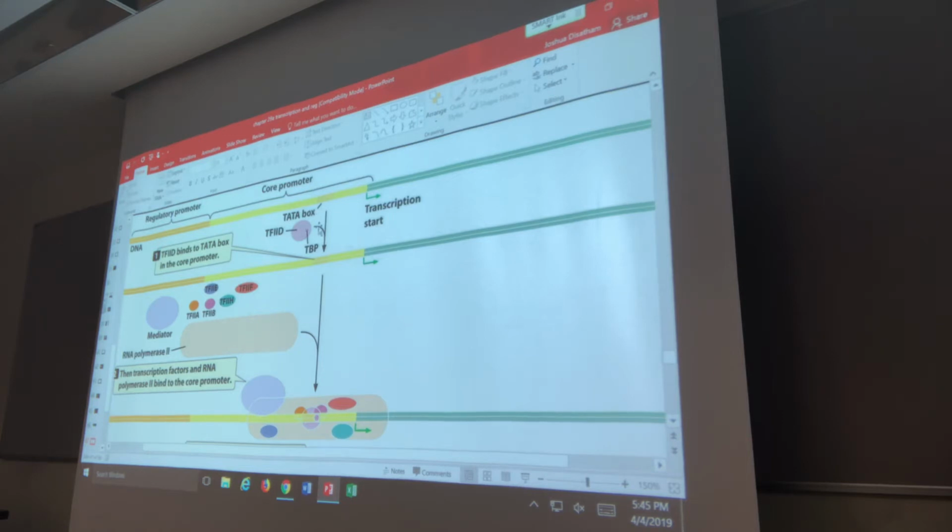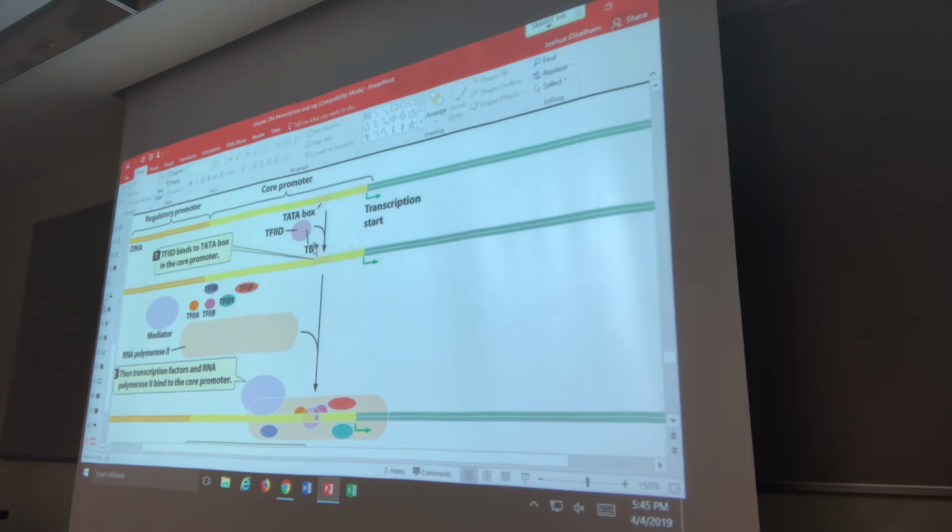Remember back in prokaryotes, there was a consensus sequence that also had a name. I think it was called the Pribnow box or something, back in prokaryotes, that had a particular pattern for RNA polymerase in prokaryotes to bind to. In eukaryotes, the TATA box, so those are two different things. Pribnow box and TATA box are two different things.